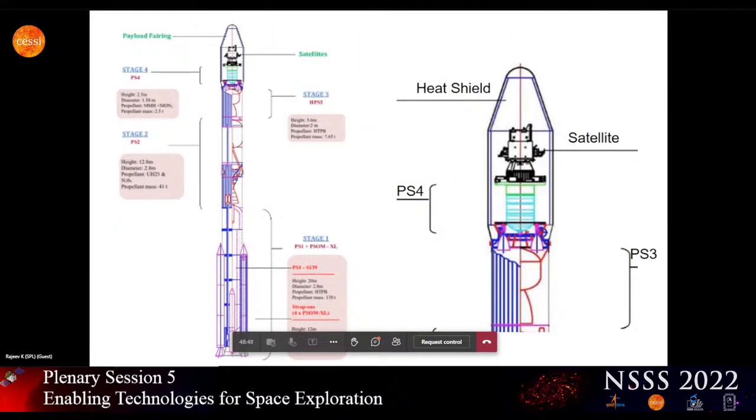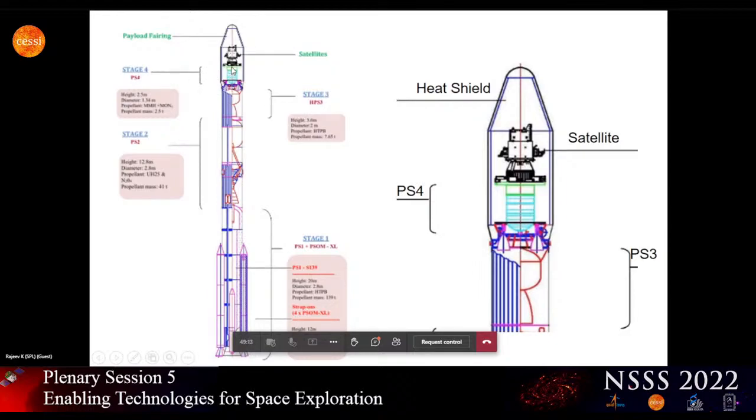PSLV has 4 stages. I'm not going into much detail, but without knowing the structure, we will not be able to move further. So it has the core, and then you have the strap-ons. You have the stage 1 and the strap-ons around it. You have the stage 2 above that, and stage 3 above that, and at the top you have the stage 4. That is what is given here.